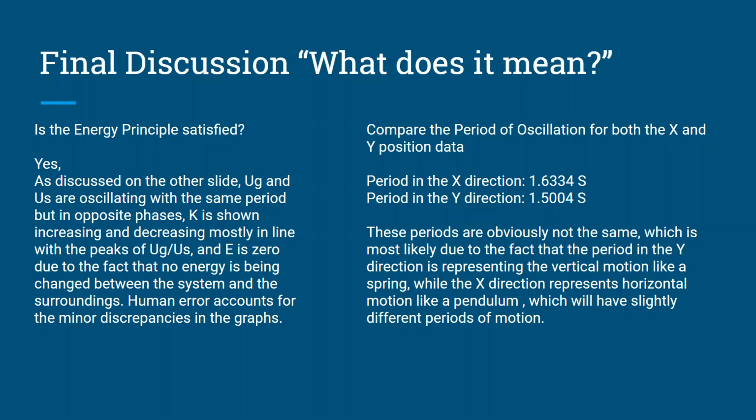And now to compare the periods of oscillation for the X and Y position data, you can see the two numbers that I calculated out using my tracker data here. And the periods are obviously not the same, but very close. It is most likely due to the fact that the period in the Y direction is represented by vertical motion like a spring, while X is represented by motion like a pendulum, and therefore slightly different.